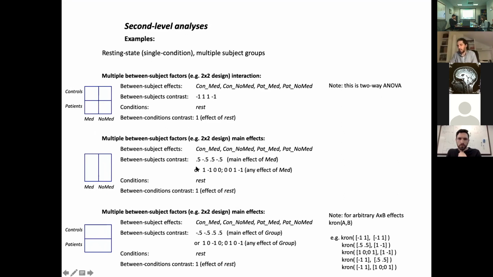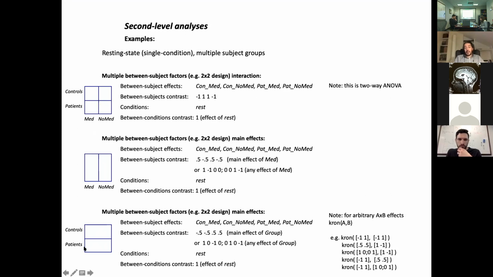So if you use SPSS or whatever software and enter that same data into a 2x2 ANOVA design and ask what is the main effect of medication, that is exactly the same statistics that you would get here by using this particular contrast.